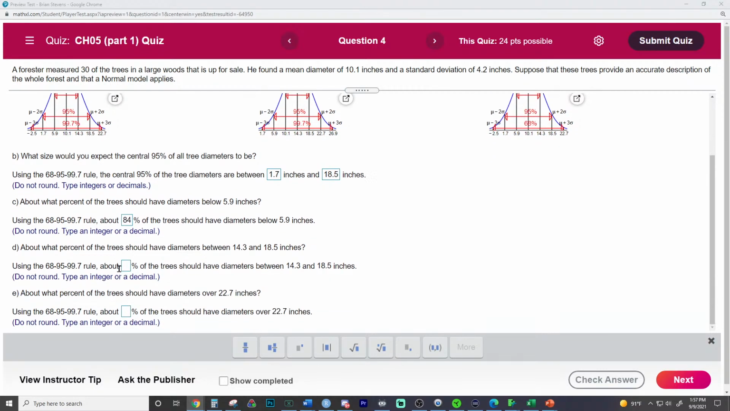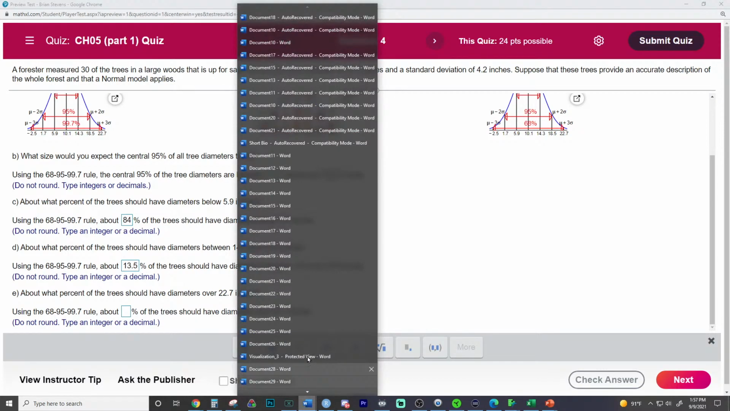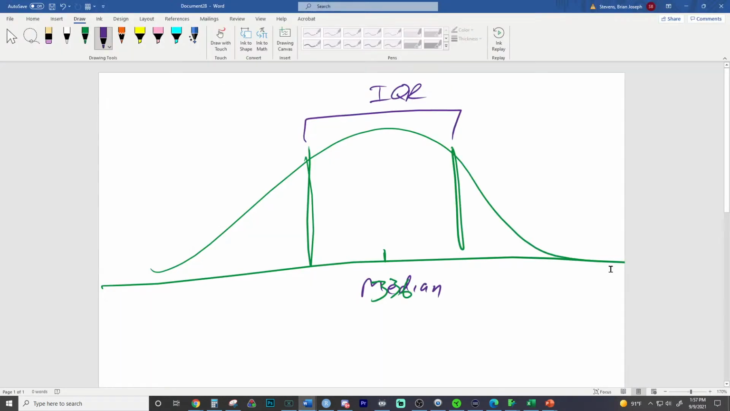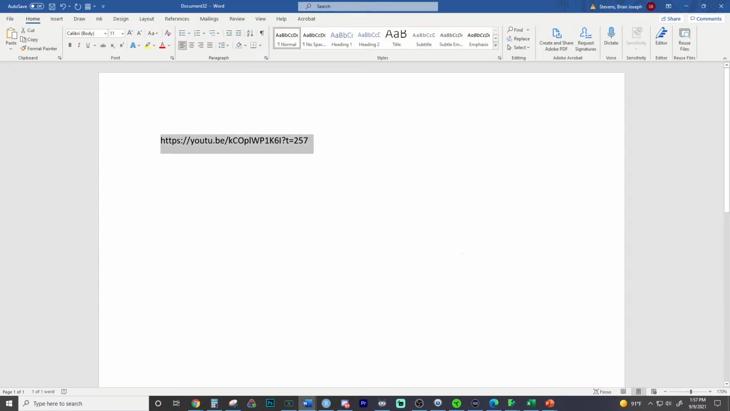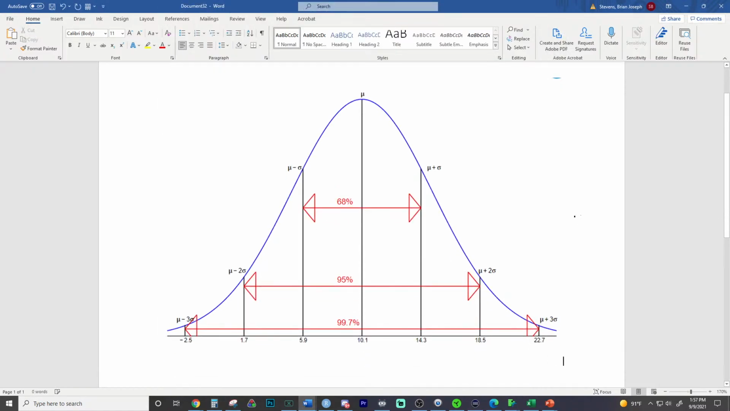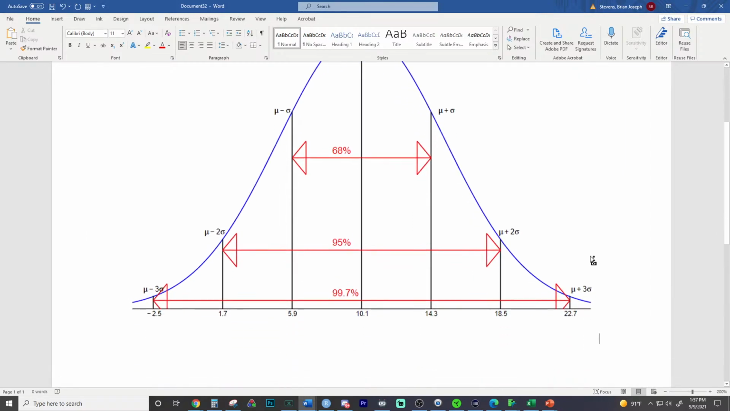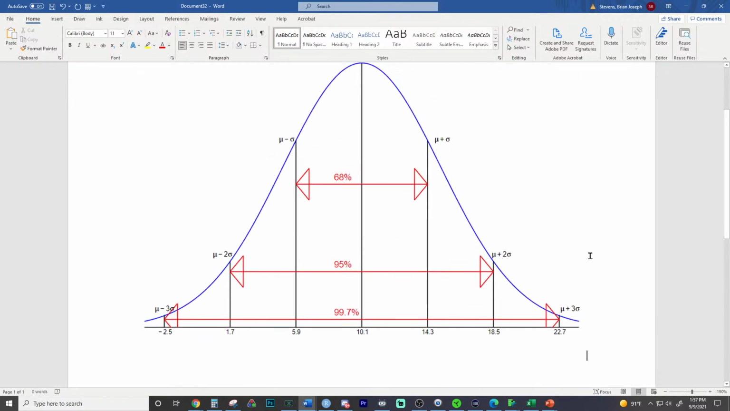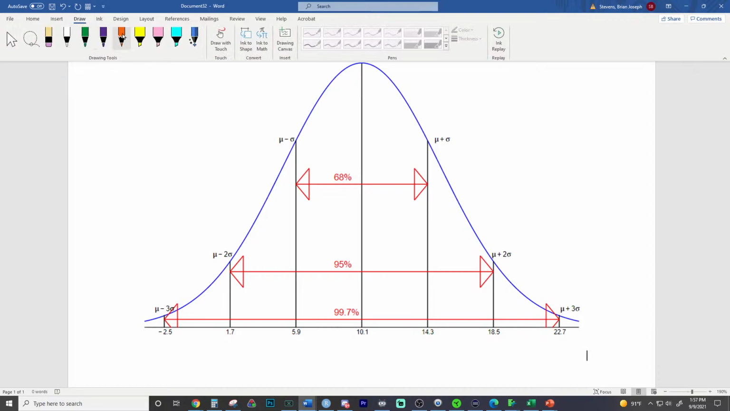So that is 13.5. That's a tricky one right there. Let's go look at this one, over 22.7 inches. So if we go to over 22.7 inches, there's the video link. 22.7 over. Ooh, Tiffany, this is a good one. So now we have that we want this little tiny area right over here.